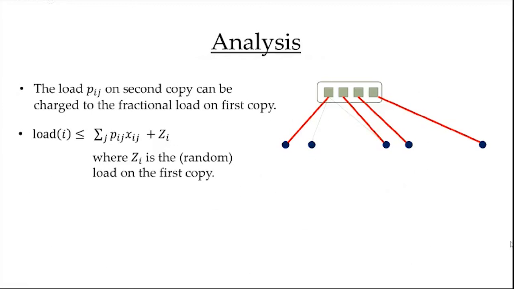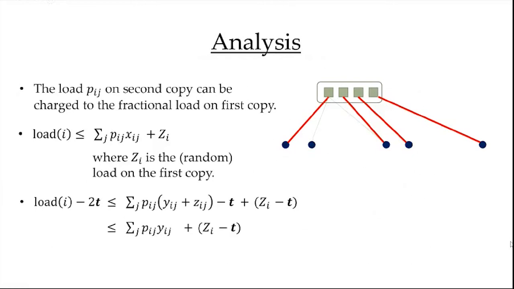For the first load, there is no one to charge it to. This is going to be some Zi, and Zi is the random load of the first copy. So if I subtract 2t, note that I have to subtract t, or alpha t, and take the positive part. If I subtract 2t, and I write Xij as y plus z, one t goes here, and one t I use for the Zi. And then I know that summation Pij Zij is at most t. So that eats away the first t. So I get Pij Yij. This is what the LP was paying in the objective. And then I have this extra nagging term Zi minus t. If this was not there, I would have an optimal output. So now I need to analyze this fellow.